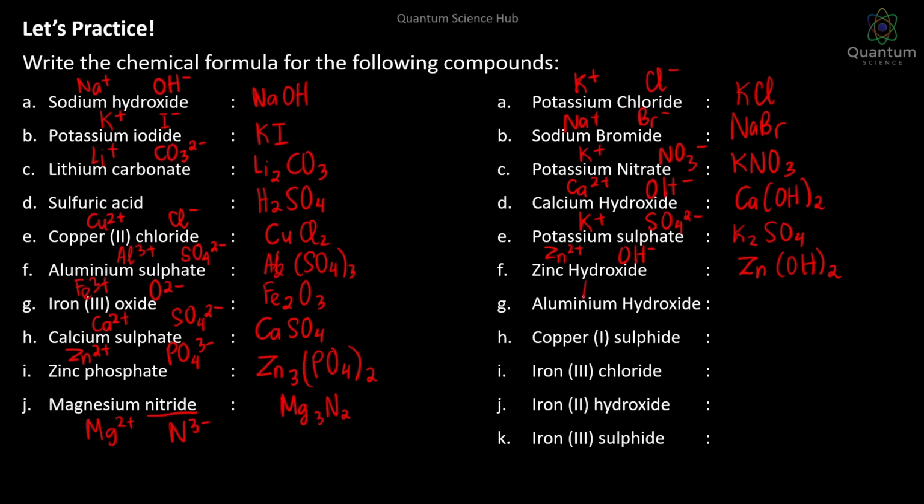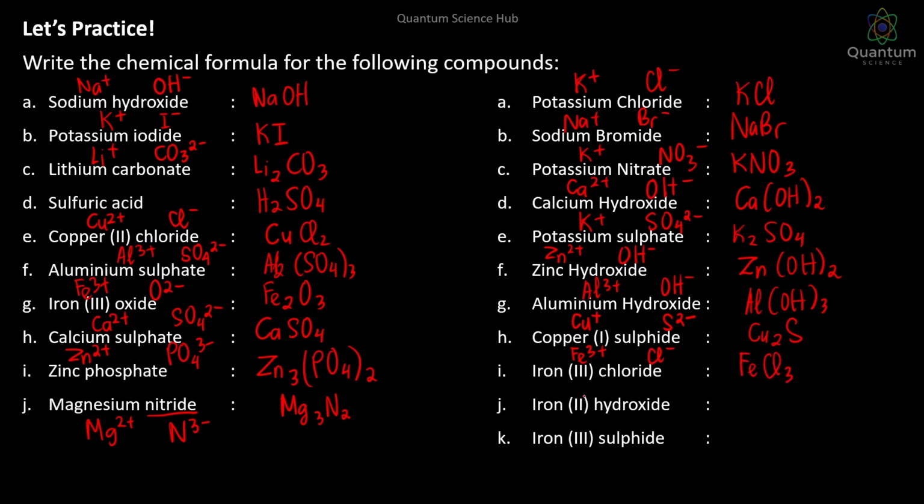Okay. Aluminum Al3+ and OH-. So Al(OH)3. Copper 1 sulfide. Copper 1 means Cu+, while sulfide here is S. Okay, it's not sulfate, it's sulfide. So S2-, because it is in group 6, the same as oxygen. So Cu2S. Iron 3 chloride. Iron 3, so Fe3+, chloride Cl-.